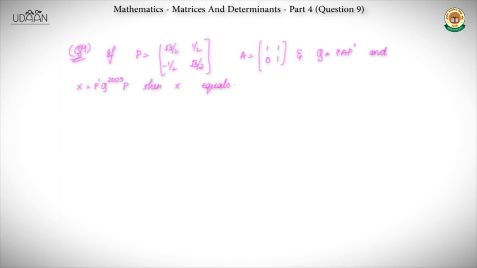Alright, so we have question 9 over here, which says if P is a 2 cross 2 matrix with values root 3 by 2, 1 by 2, minus 1 by 2 and root 3 by 2, and A is a matrix such that the entries are 1, 1, 0, 1, and Q is equal to P into A into P transpose, and X is equal to P transpose into Q to the power 2005 into P, then what is the value of X? Brother, so much is given in this. Okay, how will we simplify this, how will we solve this?